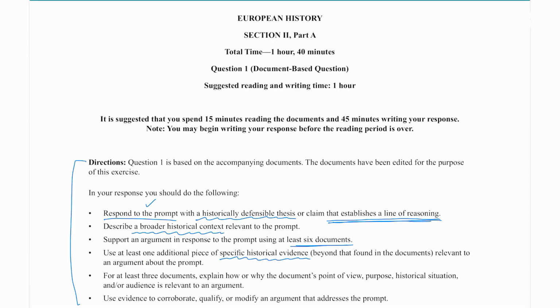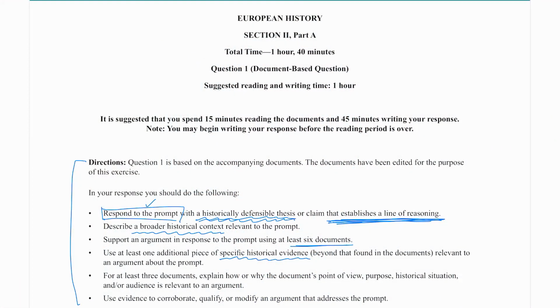So let's look at these instructions again. It actually contains all the rules for the thesis right here. I need to make sure that I respond to the prompt with a historically defensible thesis that establishes a line of reasoning. And I'm really obsessed with each of these phrases because these are the 3 reasons you won't get a point. So if you don't effectively respond to the prompt, no thesis point. If you don't have a historically defensible claim, you're not going to get the point. And if you don't establish a line of reasoning, you're not going to get the point.